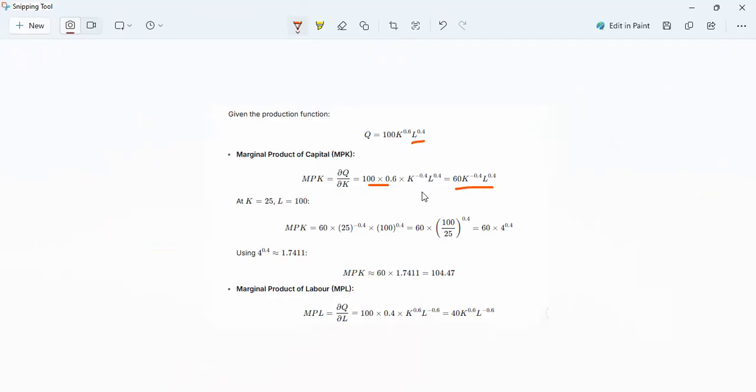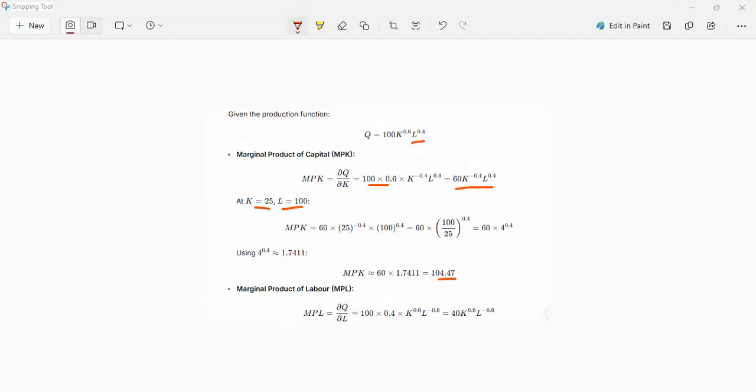Okay, so we will substitute since we're given our K as 25 and our L as 100. So where there is K, we'll put what? 25. Where there is L, we'll put 100. So our final answer here is equal to 104.47 as we calculated it. Is that clear?